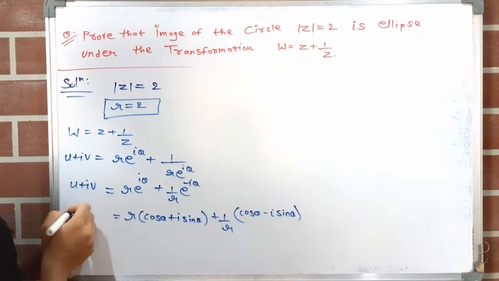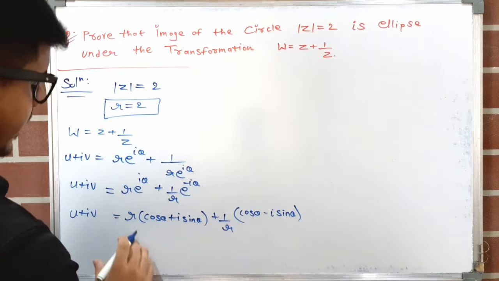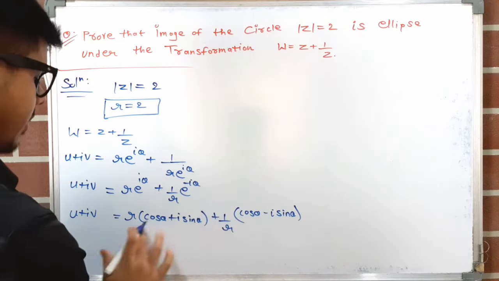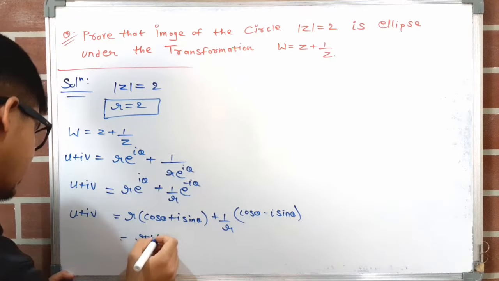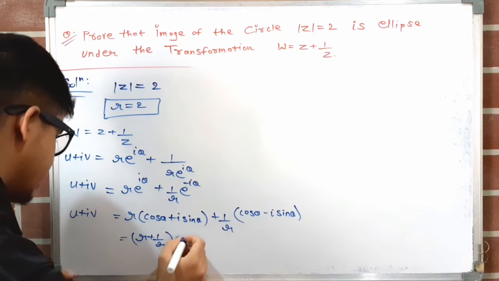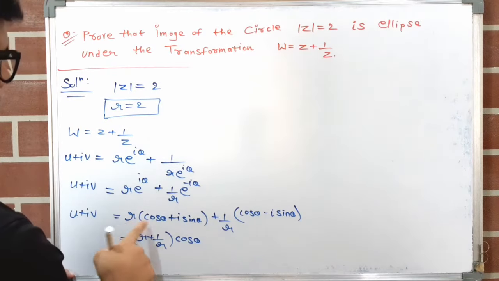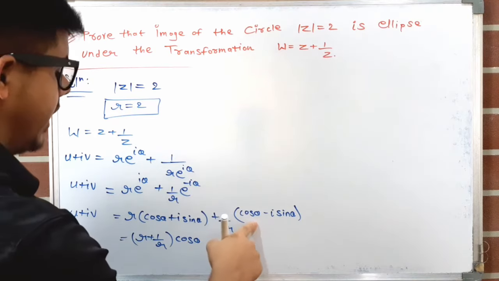Okay, this is u plus iv. Now from both terms you can see cos theta and cos theta are the same. So by observing these brackets, you can see r plus 1 upon r into cos theta, because here cos theta is common in these two brackets. When you open this bracket, we will get r cos theta. When this bracket is open, we will get 1 upon r into cos theta.